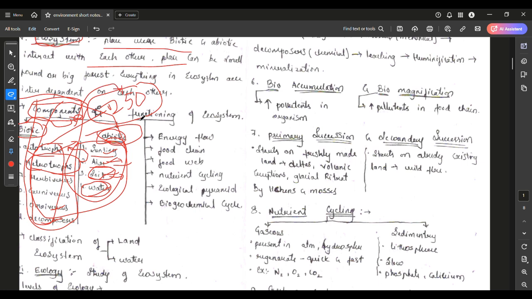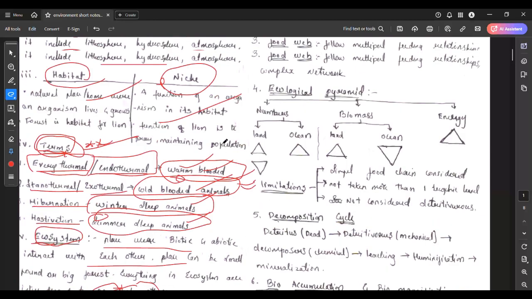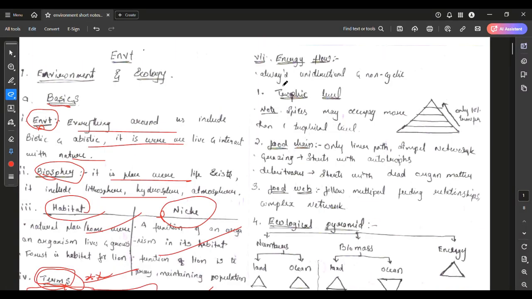Okay friends, next we will see about the functioning of the ecosystem. Here you can see the functioning of the ecosystem, which I have classified into energy flow, food chain, food web, nutrient cycles, ecological pyramid, and biogeochemical cycles. First, we will come to the energy flow. You can see I have clearly written here that energy flow is always unidirectional and non-cyclic, and I explained how the energy is transferred in the trophic levels.